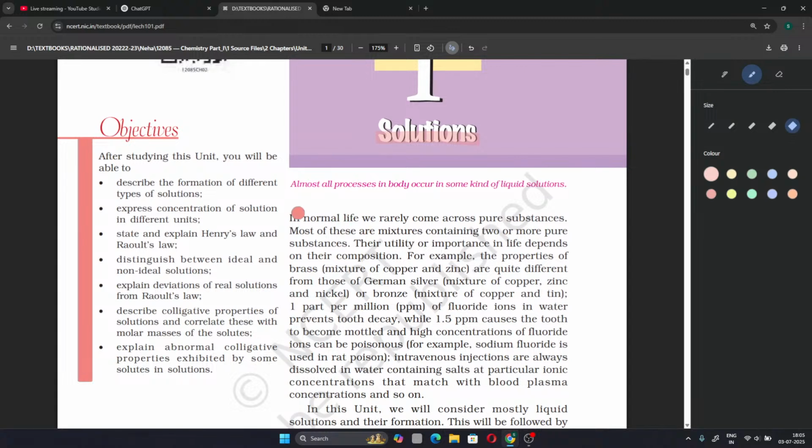Objectives of this lesson. After studying this unit, we will be able to describe the formation of different types of solutions, express concentration of solution in different units, state and explain Henry's law and Raoult's law, distinguish between ideal and non-ideal solutions, explain deviations of real solutions from Raoult's law, describe colligative properties of solutions and correlate these with molar masses of the solute, and explain the abnormal colligative properties exhibited by some solutes in solutions.